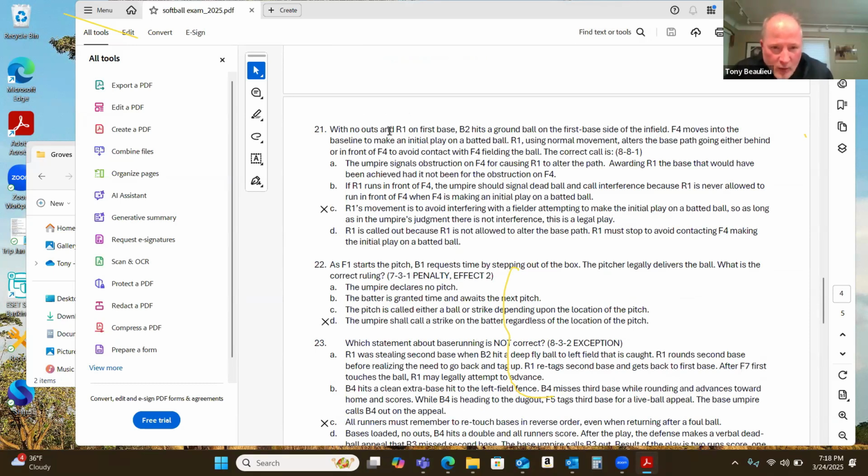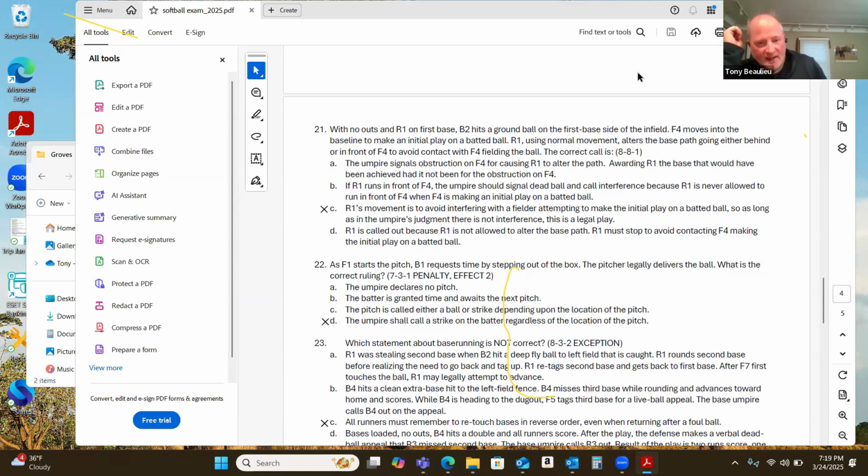Oshansky. With no outs and R1 on first base, this is question 21, B2 hits a ground ball on the first base side of the infield. F4 moves into the baseline to make an initial play on the batted ball. R1, using normal movement, alters the base path going either behind or in front of F4 to avoid contact with F4 fielding the ball. The correct call is legal play, as R1's movement is to avoid interfering with a fielder attempting to make a play on a batted ball. So as long as in the umpire's judgment there is not interference, this is a legal play.